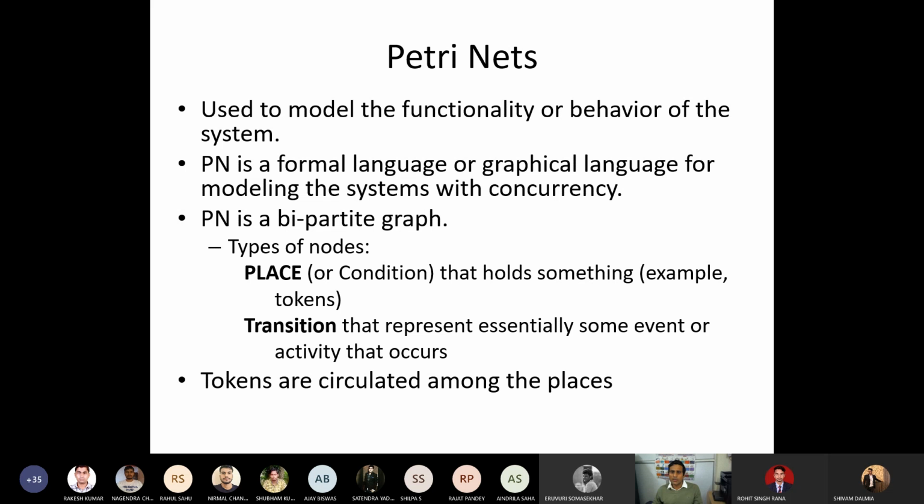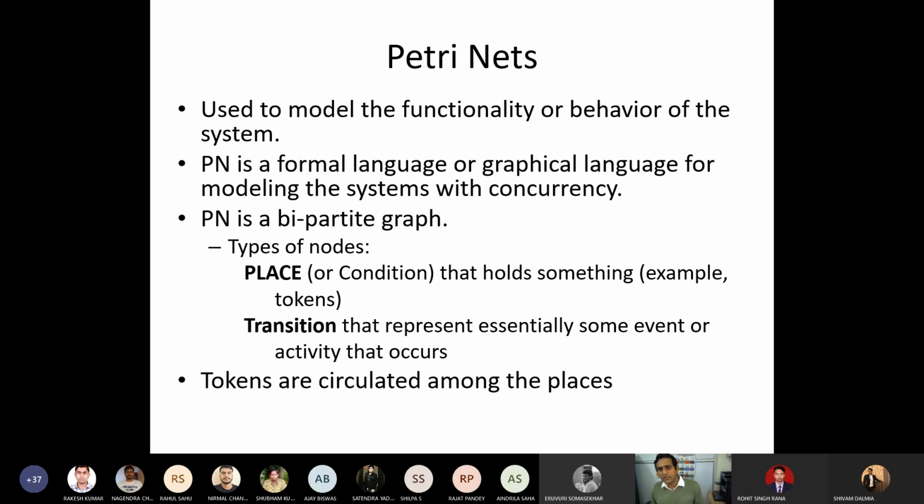A Petri net is a formal language, and a graphical language, for modeling a system with concurrency. As I told you before, this is a graphical language which is usually used to model a system with concurrency, wherever multiple different processes are going to run at the same time. If that sort of requirement is there, then usually we use Petri nets to model it.